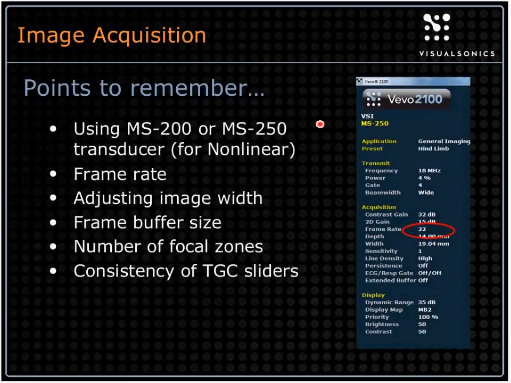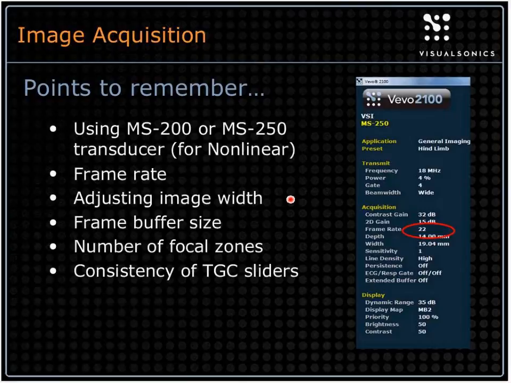So some things to remember: it has to be nonlinear contrast, so that means either using the MS200 or 250 and capturing images in nonlinear contrast mode. Very key. Things like the image size, so the frame rate, the image width, and the frame buffer size, these to varying degrees together and apart will control the amount of data that you have.